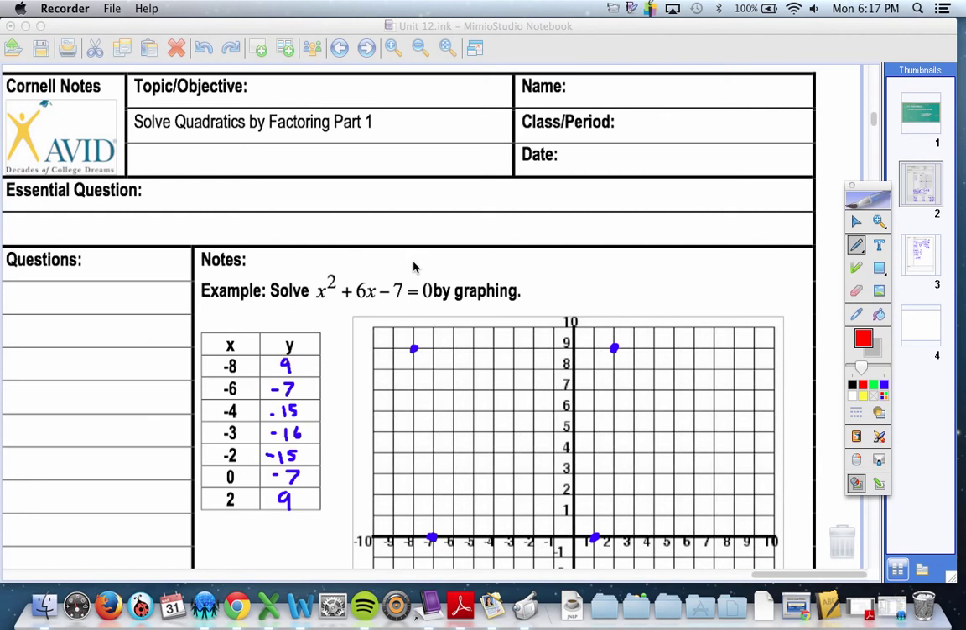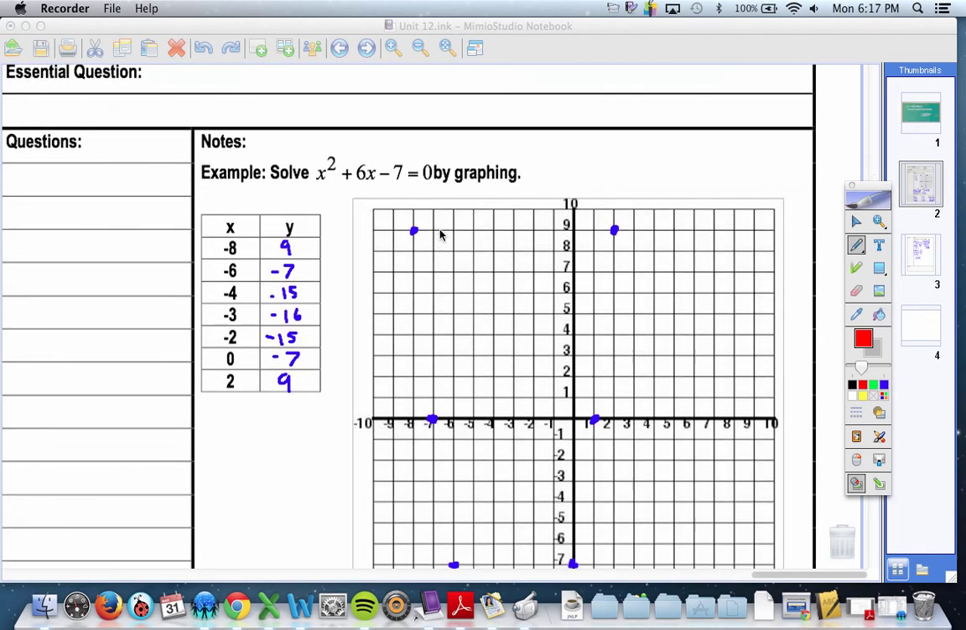Go through and get this: solve quadratics by factoring, part one. And guys, this is kind of combining what we've done with factoring and what we've done with quadratics so far. It just combines it. I'm going to go through here pretty quick, make this a short video.